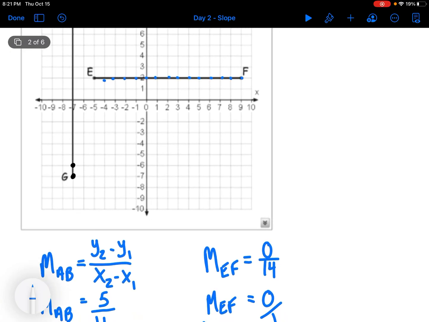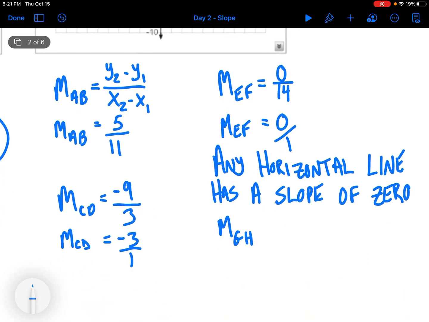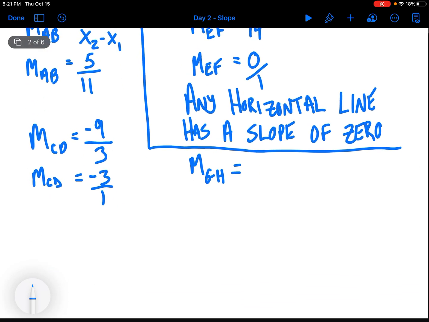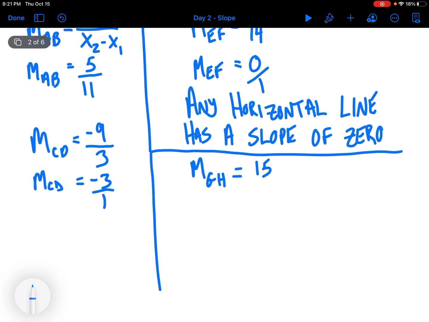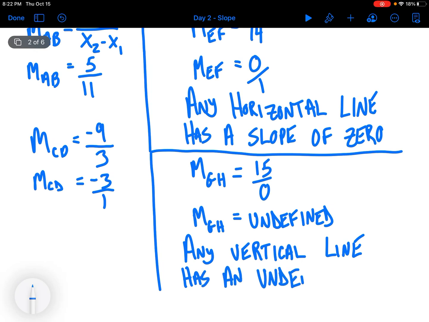Now if I look at the slope of GH, in this case we're going from -7 up to +8. So that's 15. I'm going to put a line here so it divides these two, because that's an important point. GH is going up 15, but it's not going over anything. Now if I put that into my calculator, I'm going to get an error. So the slope of GH is undefined. We get an error in our calculator because we can't divide by 0. And the slope of any vertical line, because we would be dividing by 0, is undefined. So we're not going to actually write a slope in because it's undefined.